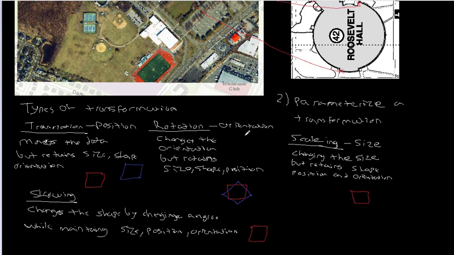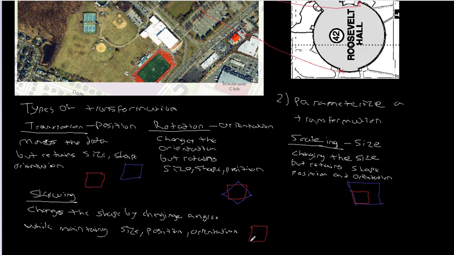That's rotation. Scaling changes the size, but keeps the same shape, position, and orientation. So you could imagine taking this square and elongating all of the sides equally to make a larger square, so it's got the same shape. Skewing changes the shape by changing angles while maintaining size, position, and orientation.